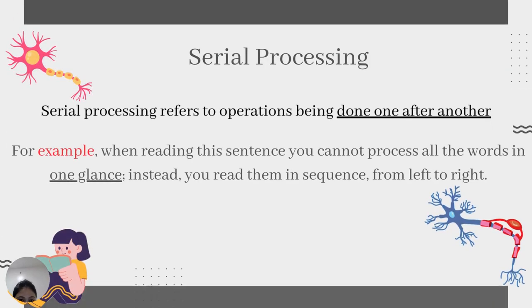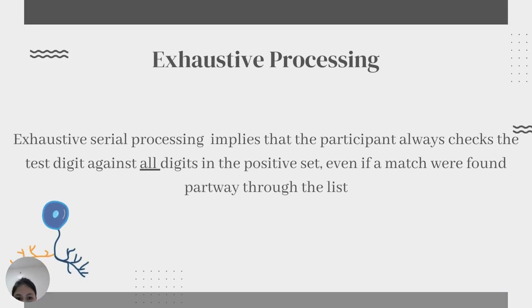So for serial processing, one example is when reading a sentence, you cannot process all the words in one glance. Instead, you read them in sequence from left to right. Just like what we're doing now. I'm reading, for example, when reading the sentence, you cannot process all the words in one glance. I have to read from here to the last word, right? So that's the example of serial processing.